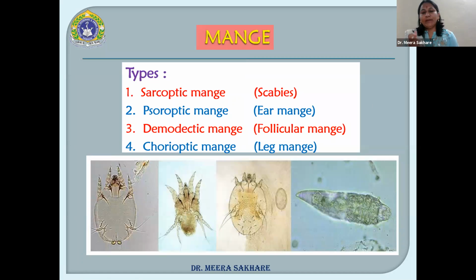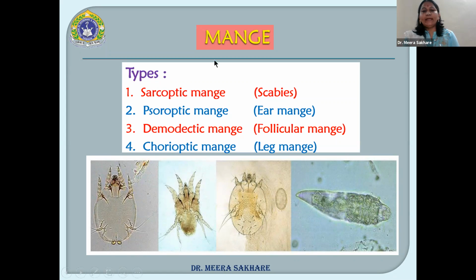So mange is caused due to mite infestation, and broadly, mange is a broad term. Whenever infection of the skin occurs due to mite infestation, it is called mange. So mange is categorized into four types: sarcoptic mange, psoroptic mange, demodectic, and chorioptic.